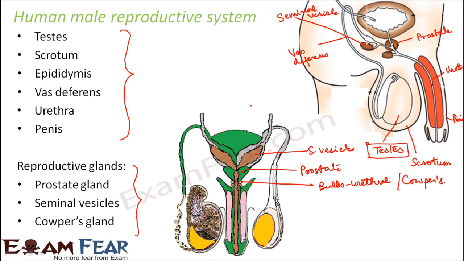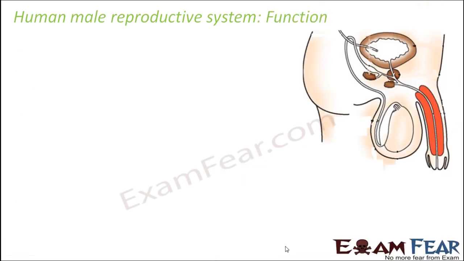This is the penis, and the head or the tip of the penis is covered with a layer of skin which is known as the foreskin. Basically here I'm trying to show you the structure of the male reproductive system, the side view as well as the front view. Once you get a rough idea, then we'll talk about each of the parts. Let us try to understand the function of the human male reproductive system.